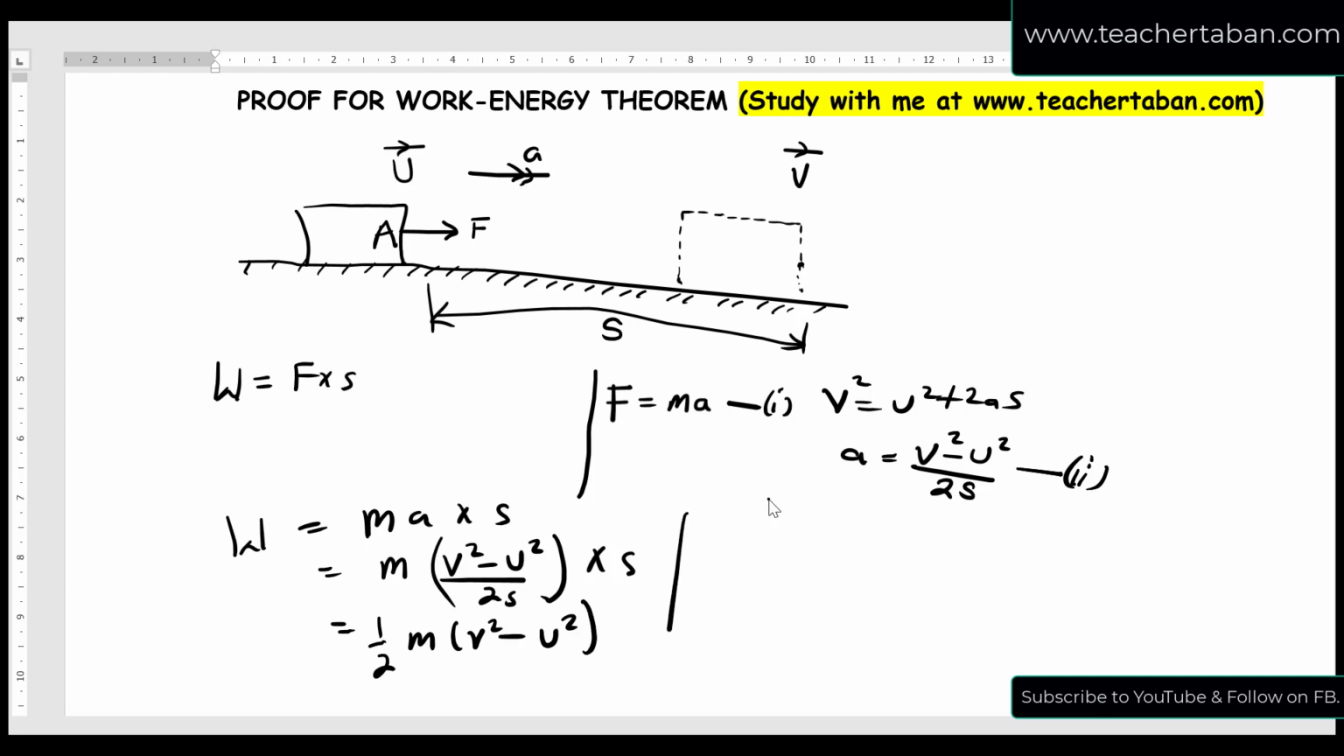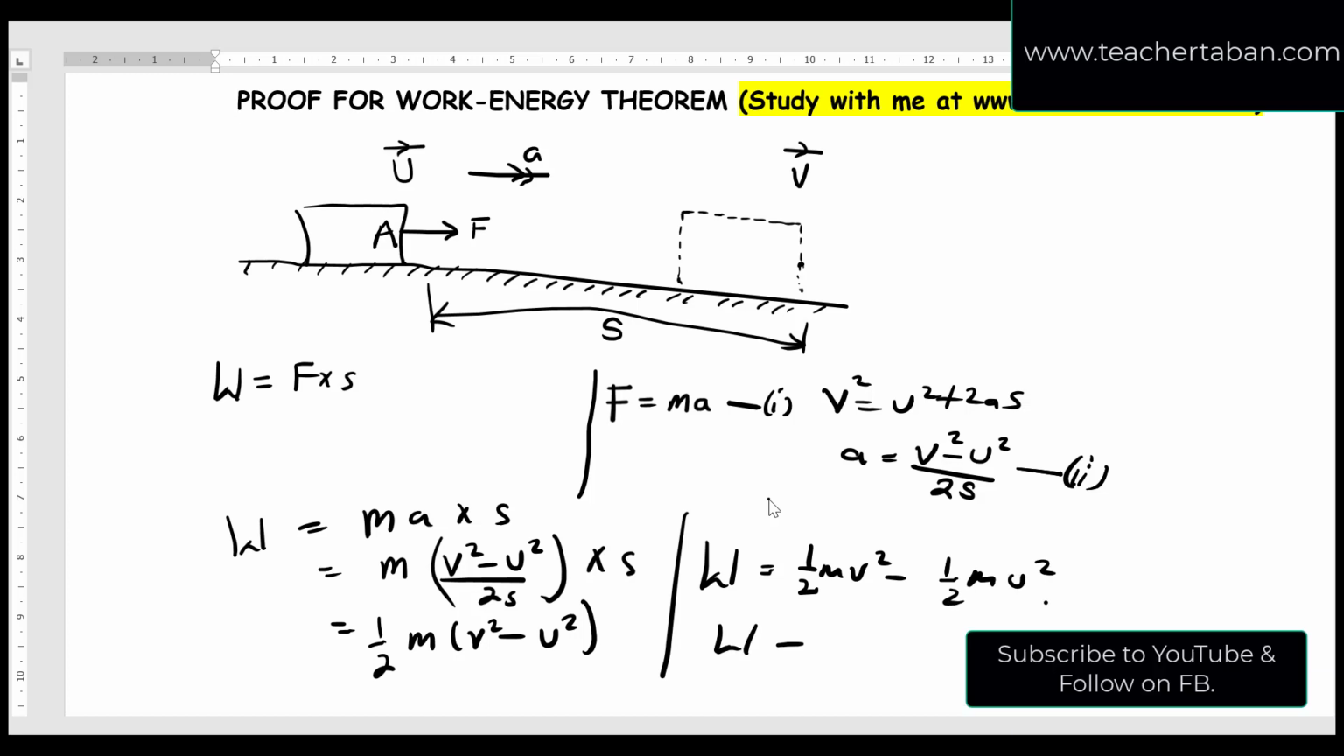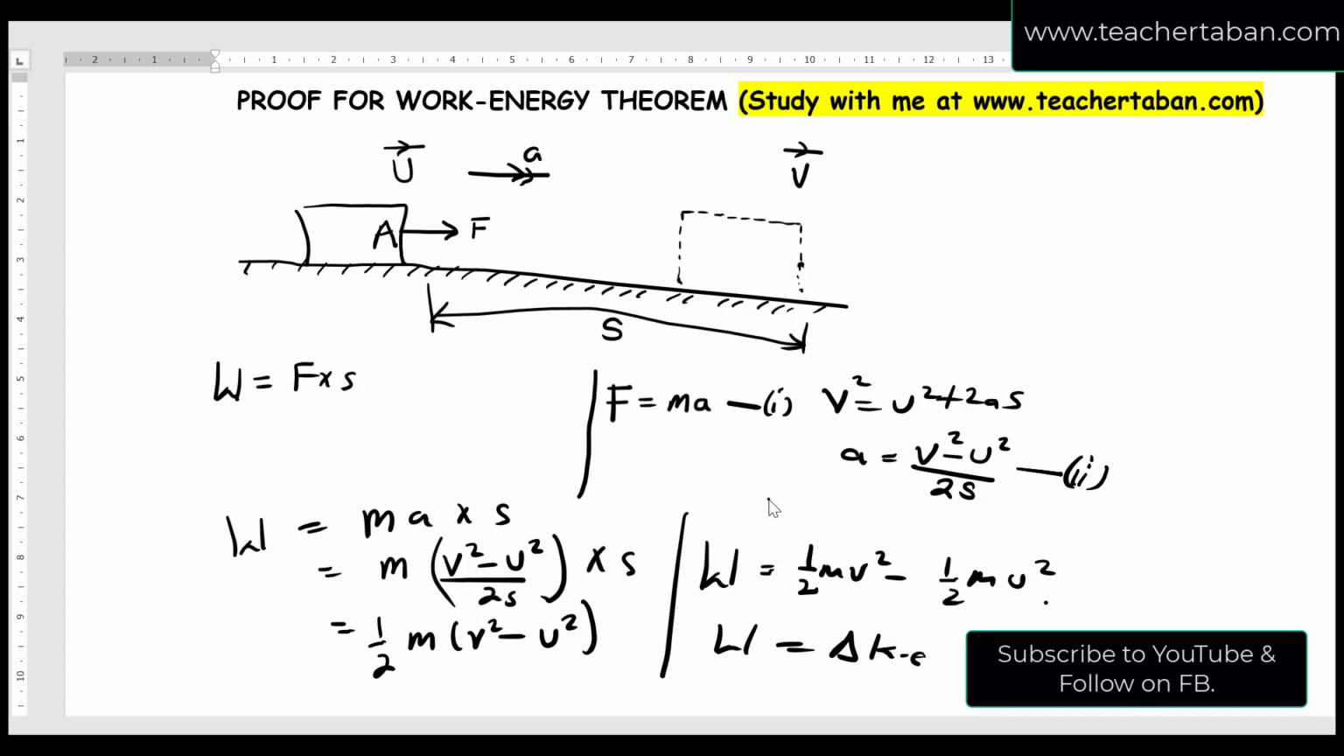When you look at this expression closely, you'll simply see that work done is the same as the final kinetic energy minus the initial kinetic energy. And really, this is the same as the change in the kinetic energy of the body.